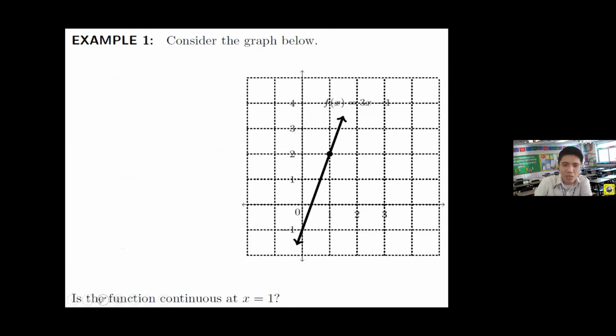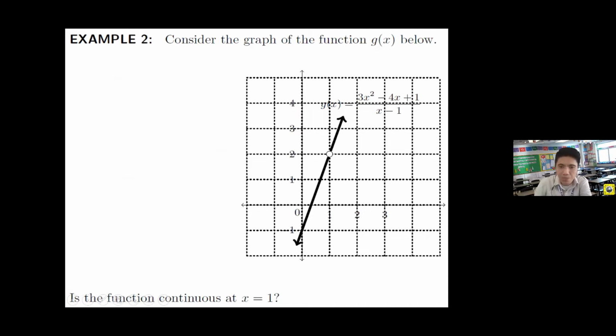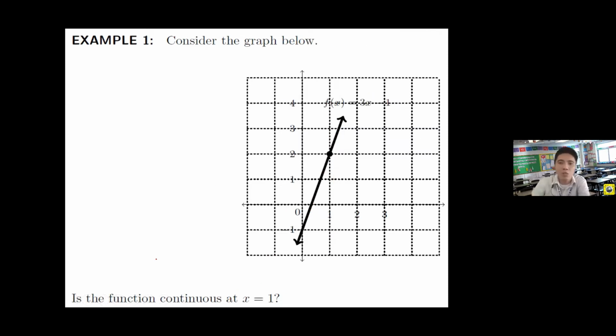So let's investigate. At x equals 1, we consider an imaginary vertical line at x equals 1. If we sketch this graph, let's go back to 1.